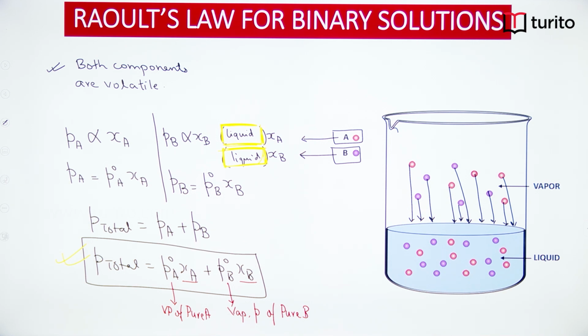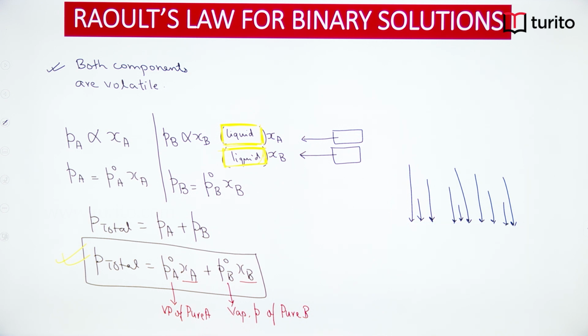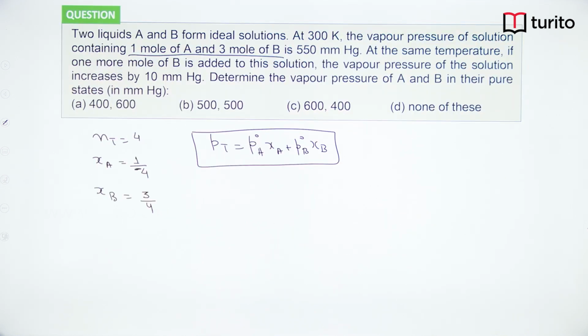So we are mixing two components, both the components are volatile, vapor of both the components will be formed, so they will exert some pressure on the surface of the solution. So the total pressure exerted over the surface of the solution would be the sum of their partial vapor pressure. The pressure exerted by A would be P naught A into XA, pressure exerted by B would be P naught B into XB. So now let us enter into this question. Let's just solve it now. This is just formula based now.